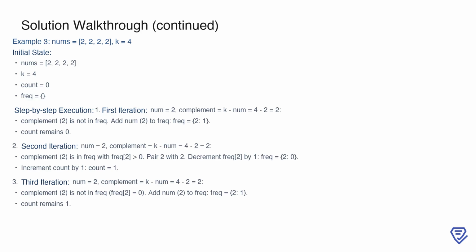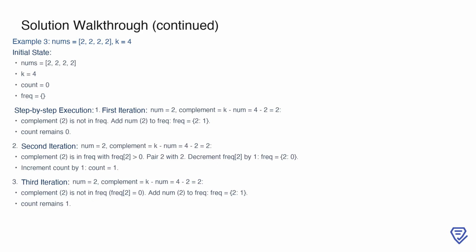We begin with count set to 0 and frequency as an empty map. In the first iteration, we process the number 2. The complement is also 2, but since it is not yet in the frequency map, we add 2 to the map, making frequency = {2: 1}, and the count remains 0.